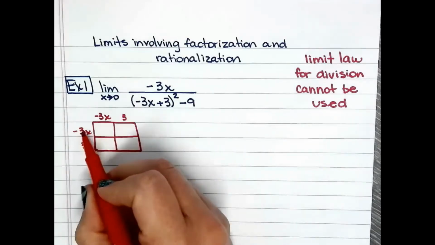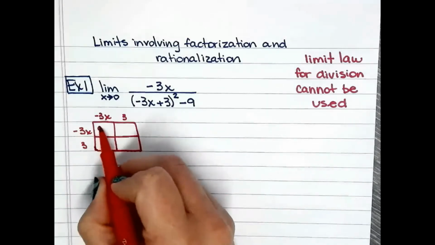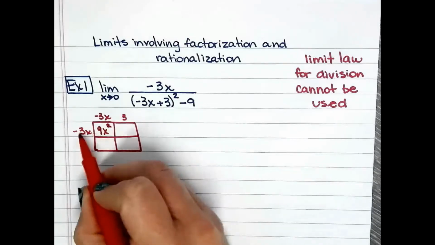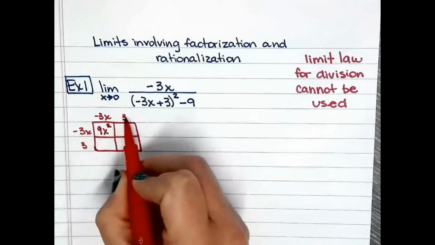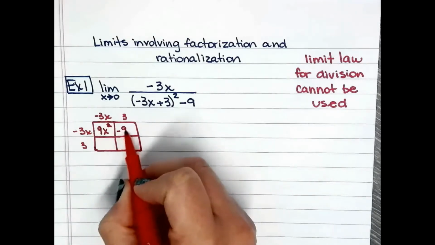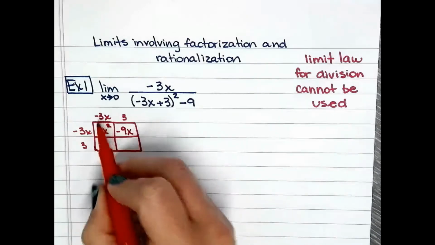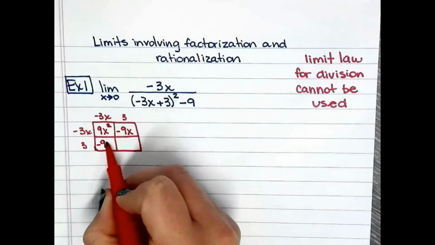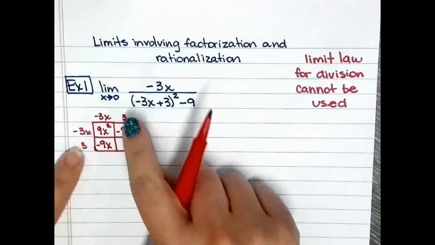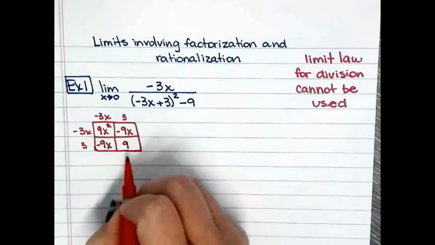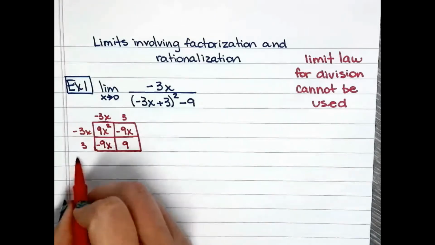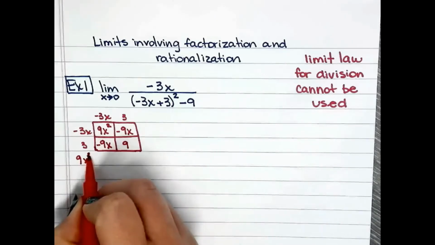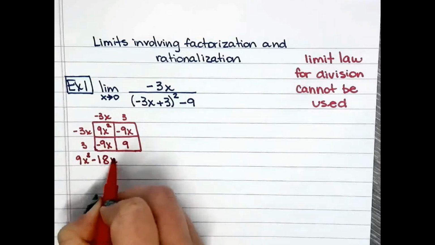When you multiply negative 3x times negative 3x, you get 9x squared. Multiply negative 3x times 3, you get negative 9x. Multiply again, negative 9x again. Multiply these two, you get 9. When you combine everything and clean it up, you get 9x squared minus 18x plus 9.